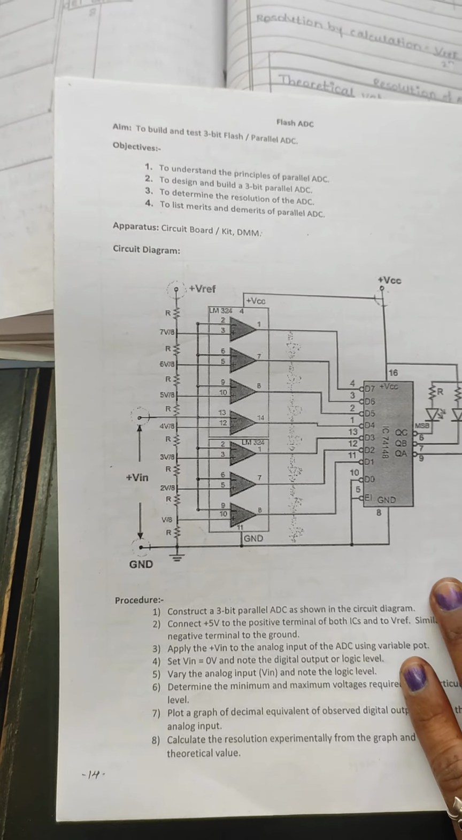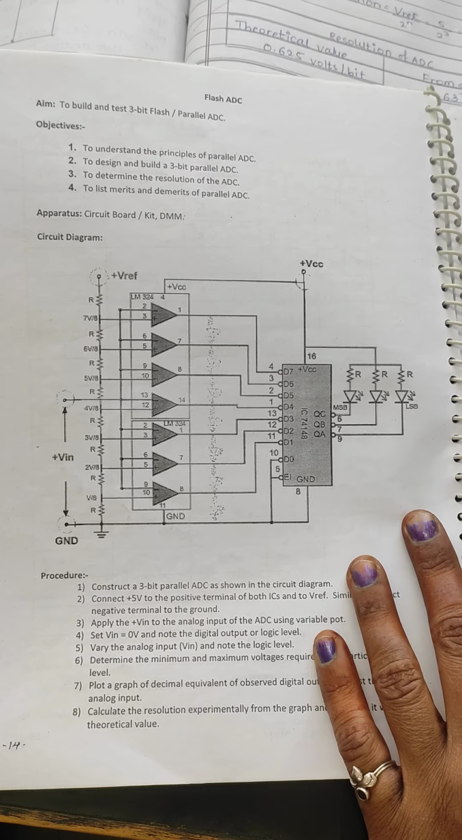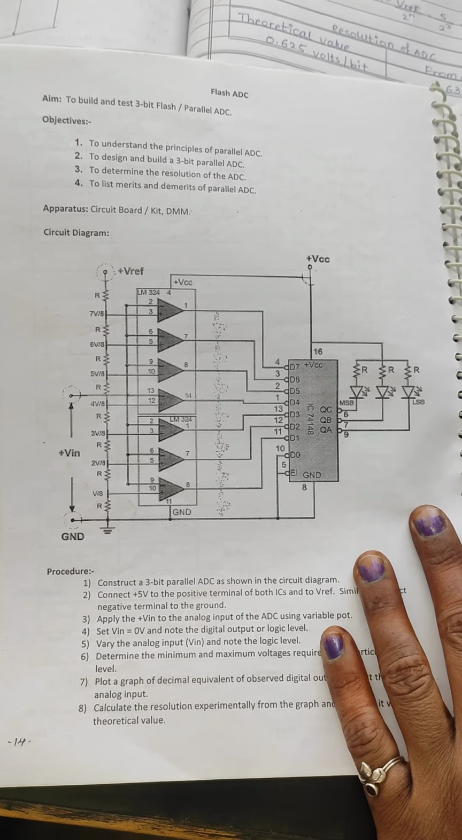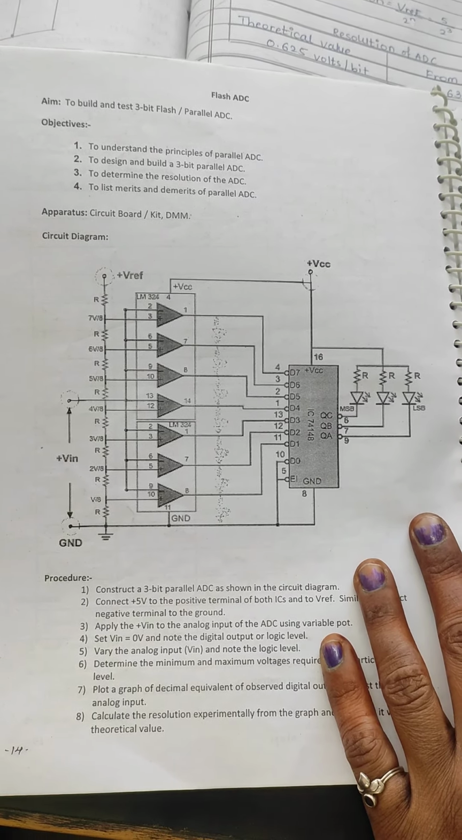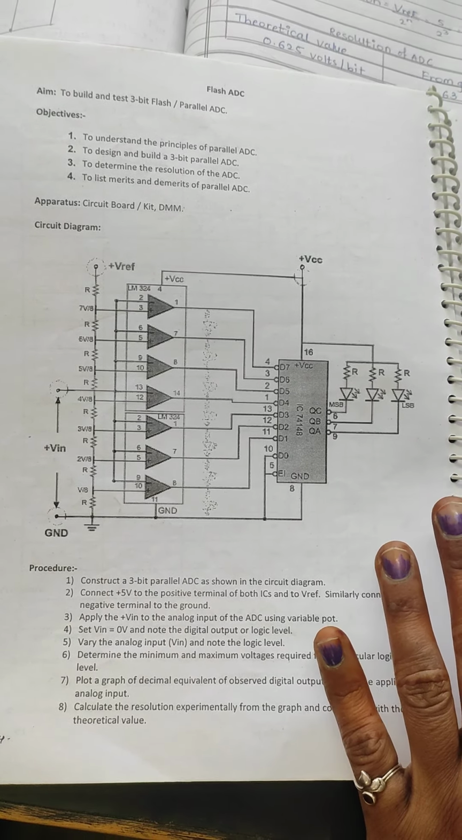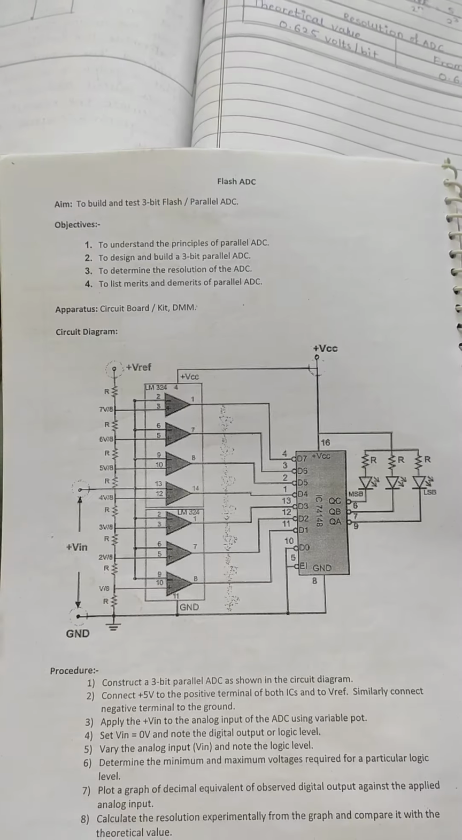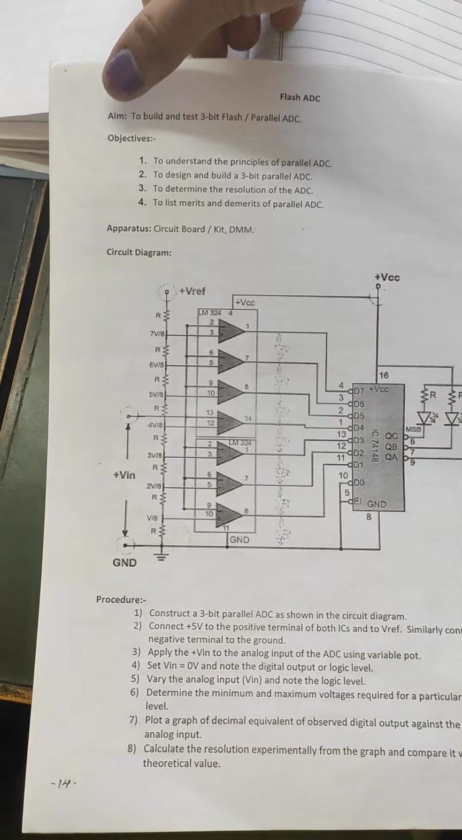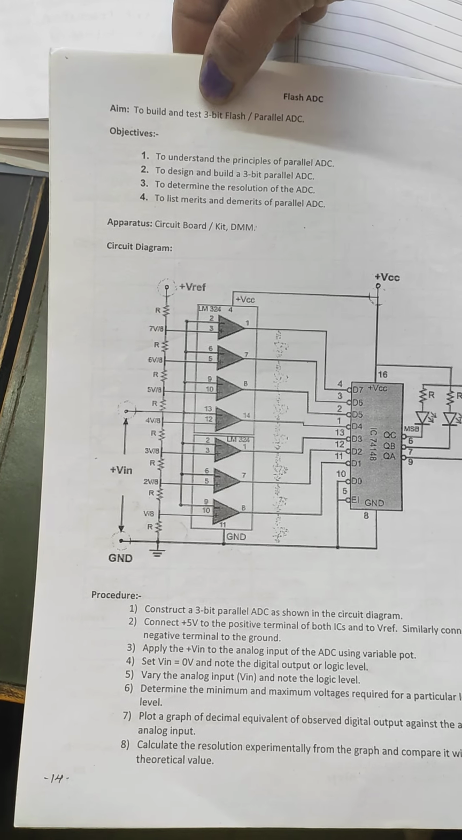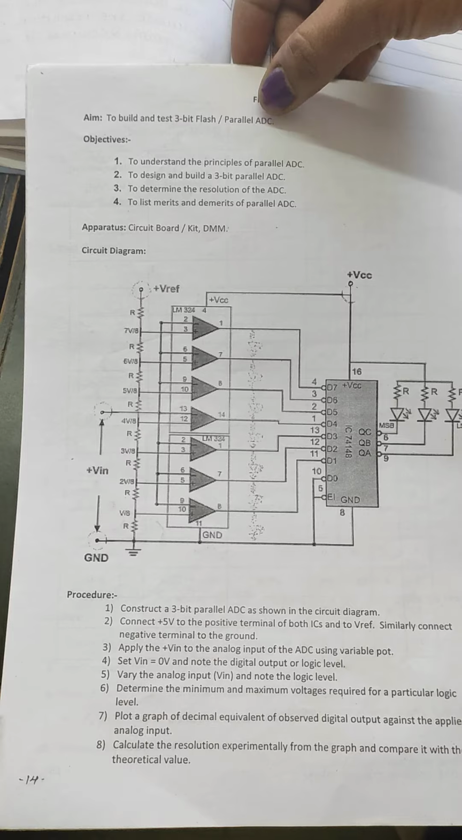Good morning, dear friends. Today we are going to see flash ADC, the 3-bit flash ADC. In the theory session we have seen the types of ADC and types of DAC. This is the fastest type of analog to digital converter. In today's experiment, the aim is to study and test a 3-bit flash ADC, which we can also call a parallel ADC.